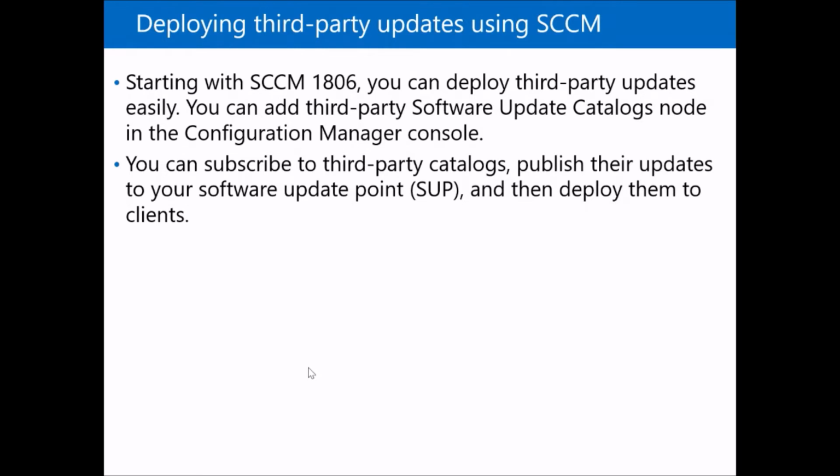So you can add third-party software updates catalogs node into the configuration manager. You can subscribe to third-party catalogs, publish their updates to your software update point, and then deploy them to your clients. So effectively, you can download their catalog, download their updates, test them, and control who gets updates and when they are deployed.